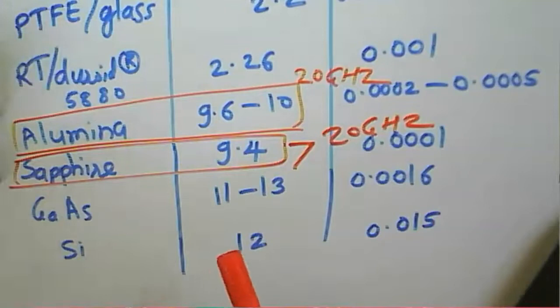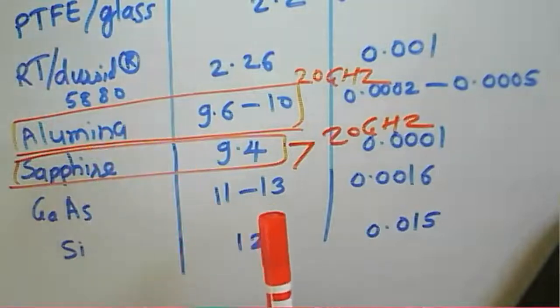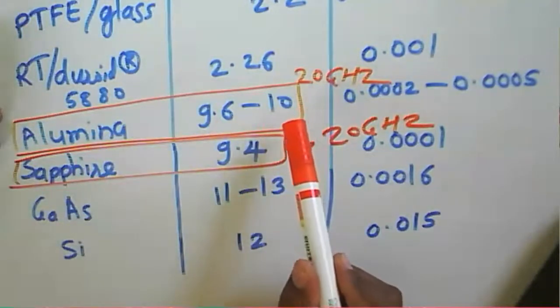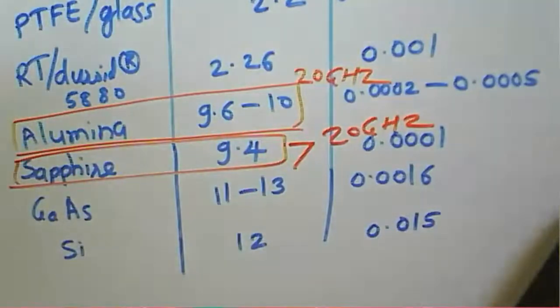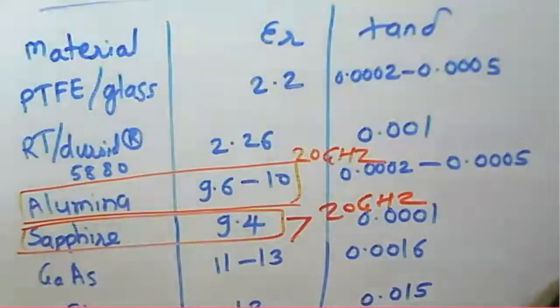So at microwave frequency, for the microstrip line devices that are available right now, they are working below 20 gigahertz. They are using this alumina material, and its frequency is about 20 gigahertz. And we have seen various microstrip configurations here.